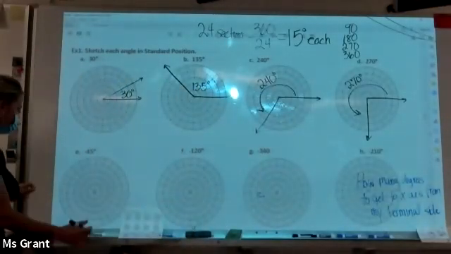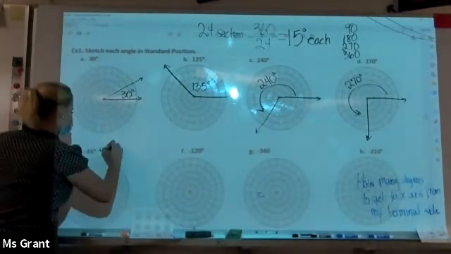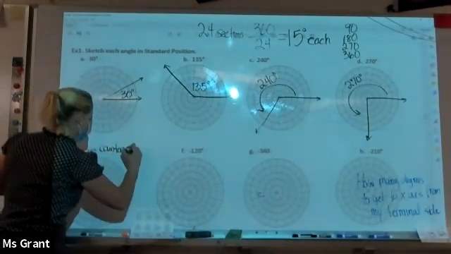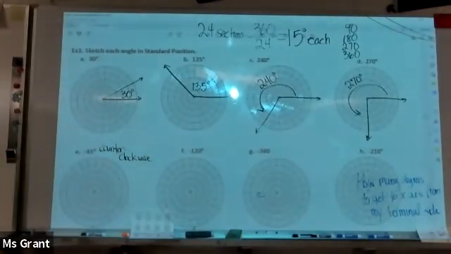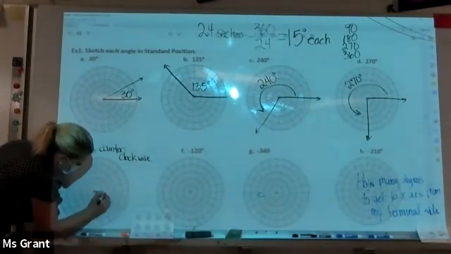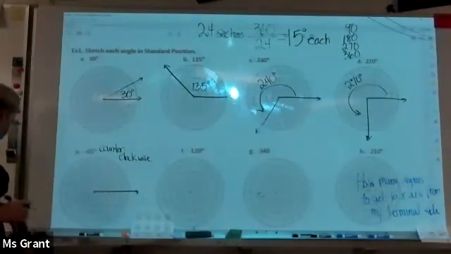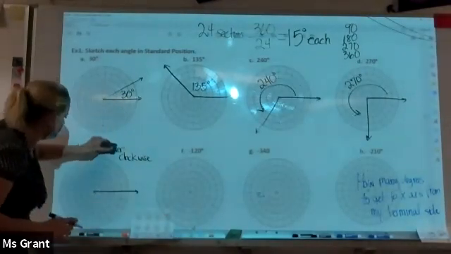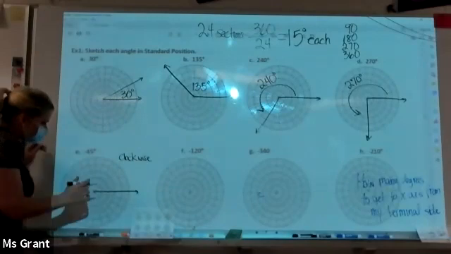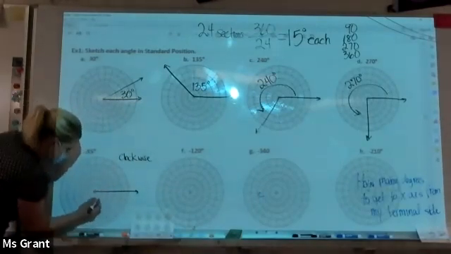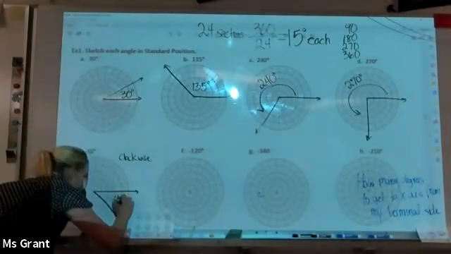-45. Oh, easy. Ready? Negative goes counterclockwise. So always start on your initial side, but I'm going to go low, to the right, clockwise. Oh my, what am I saying? Negative is clockwise. Okay, 15, 30, 45. That was a pretty bad line. -45 degrees.